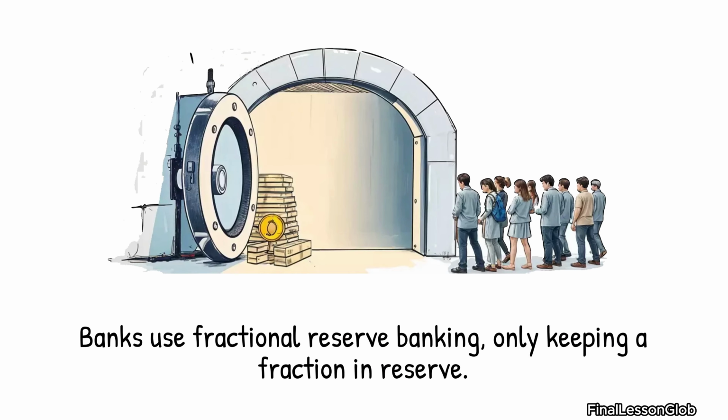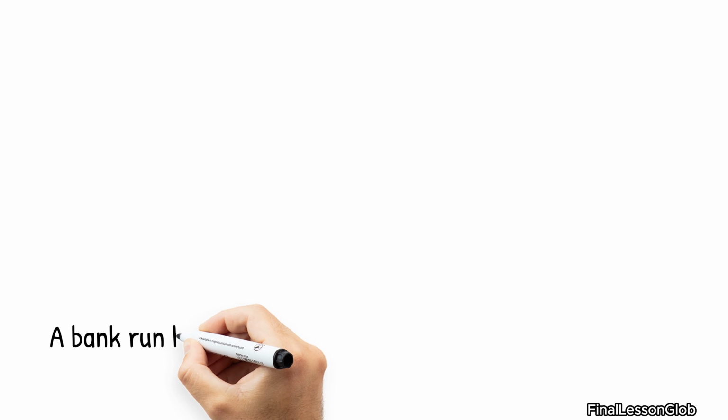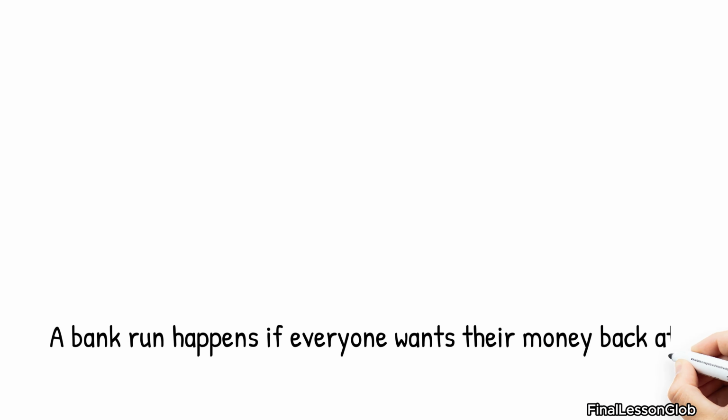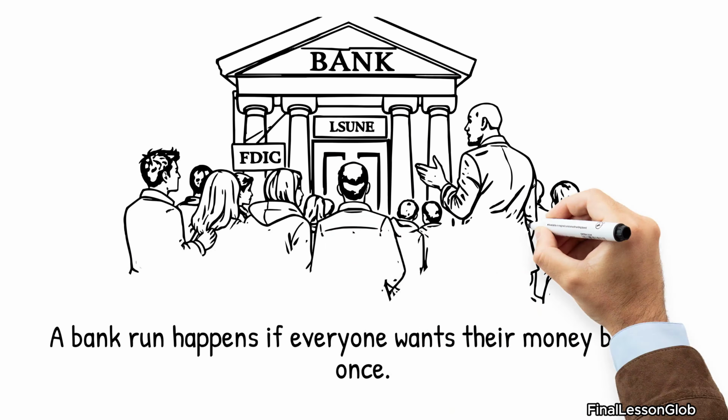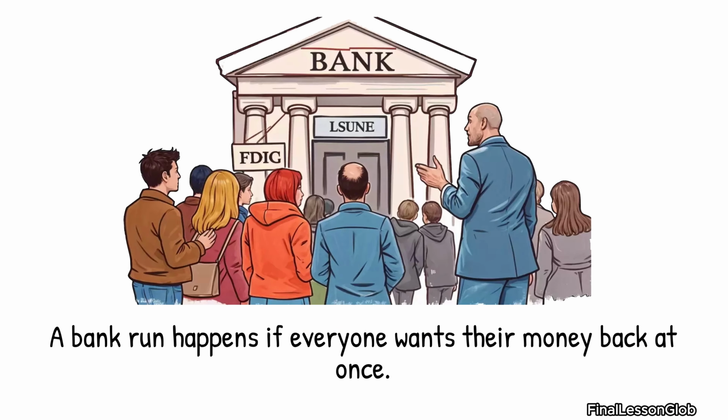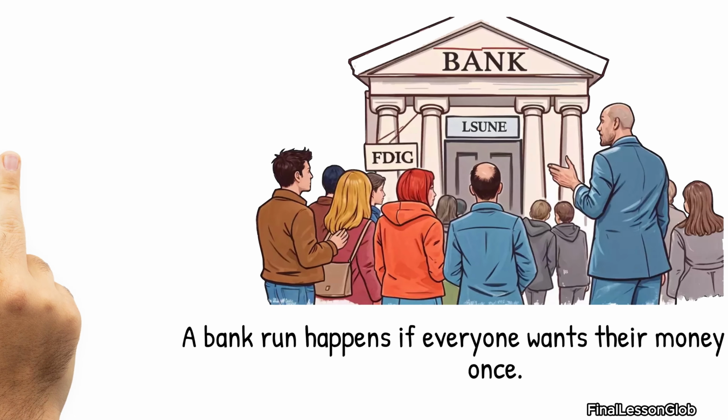It works until everyone wants their money back at the same time. That's a bank run. If enough people panic, the bank collapses. That's why deposit insurance exists to prevent panic. In the US, it's the FDIC. Other countries have similar setups.